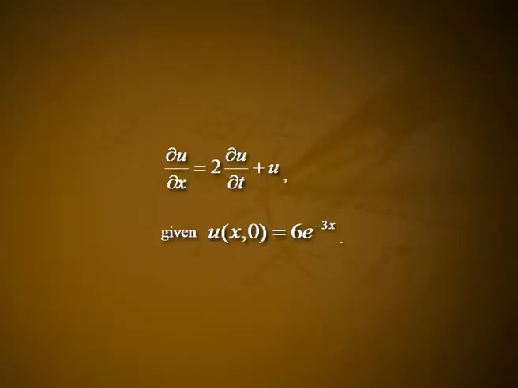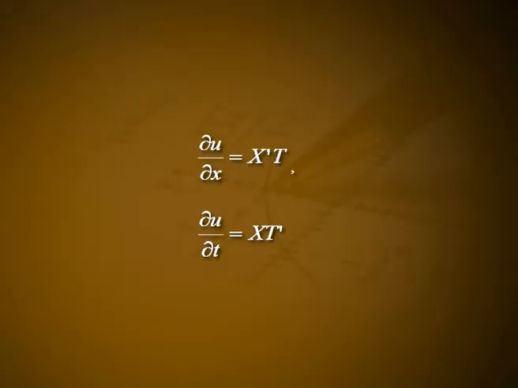Solve the equation ∂u/∂x = 2 ∂u/∂t + u, given that u(x,0) = 6e^(-3x). Solution. Here u is a function of x and t. Let u = XT, where X is a function of x alone and T is a function of t alone, be a solution of the given equation.